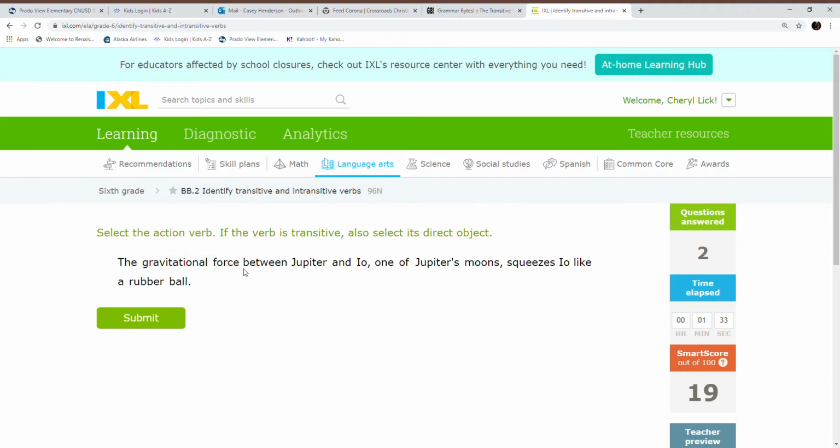The gravitational force between Jupiter and Io, one of Jupiter's moons, so that's all the subject. Squeezes is the action. Io, like a rubber ball. What does it squeeze? Io. So that would be our direct object.